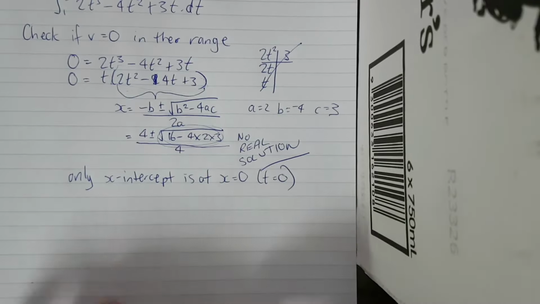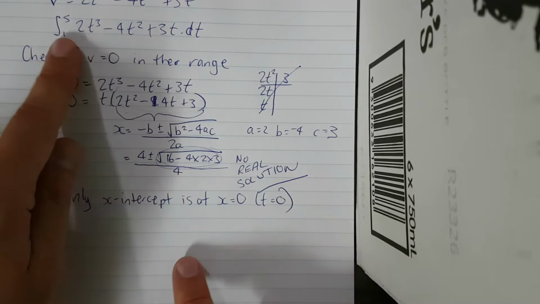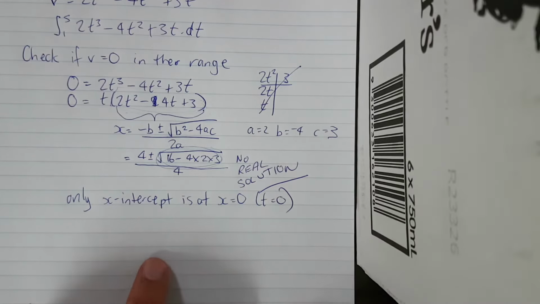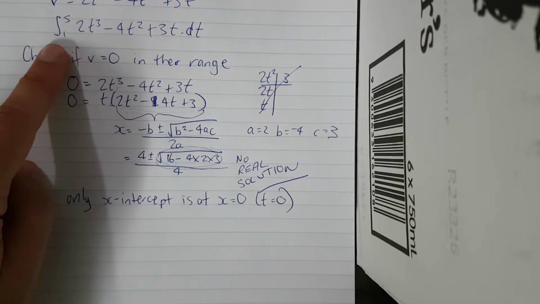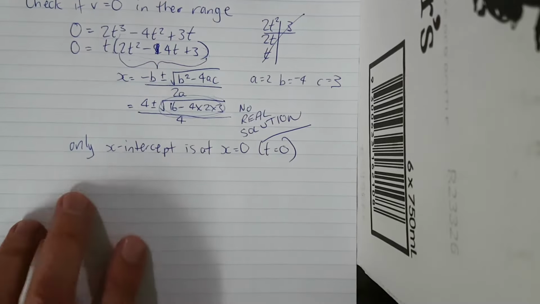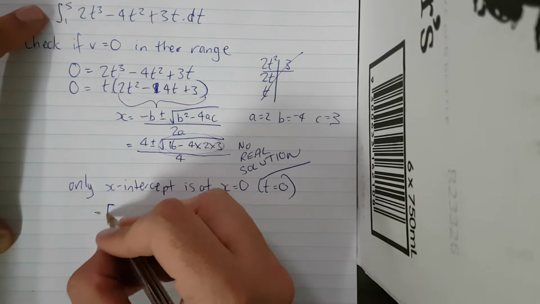Alright, so that's good news for us because if it had been something like 2, we would have needed to split this and integrate between 1 and 2 and 2 and 5. But since the only intercept is at 0, there is no intercept in that range. We can go ahead and integrate in that range. So let's do that.